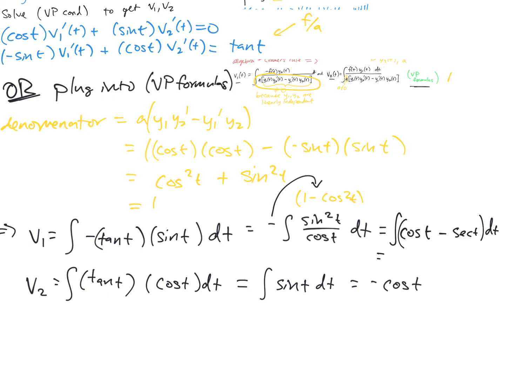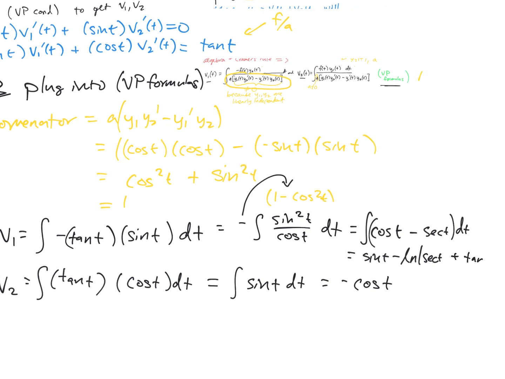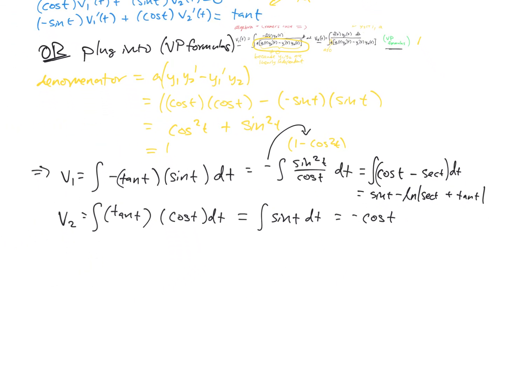So our first term is going to be sine t minus, the secant one is an ln thing, ln of secant t plus tangent t. Sorry, I could have organized all this a little bit better. Anyway, that's how we do it. So we've got our answers for our v1 is this thing right here, and our v2 is this one with a negative.